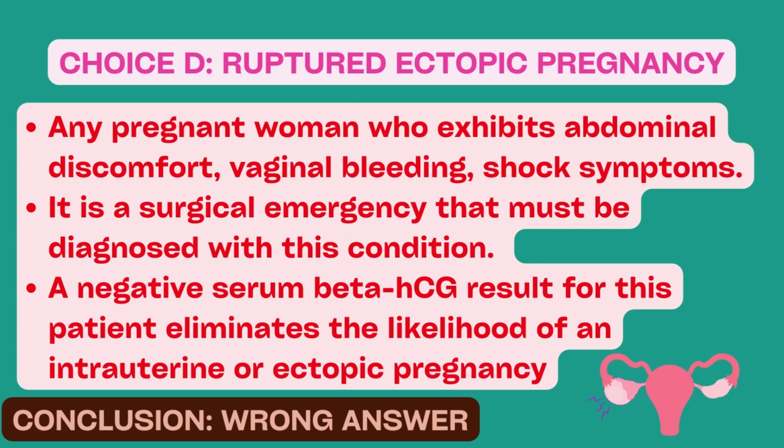Choice D is ruptured ectopic pregnancy. Any pregnant woman who exhibits abdominal discomfort, vaginal bleeding, or shock symptoms must be evaluated for this condition. This is another surgical emergency. If the doctor fails to diagnose, the patient will die. A negative serum beta-HCG result for this patient eliminates the likelihood of an intrauterine or ectopic pregnancy. So, option D is also wrong.